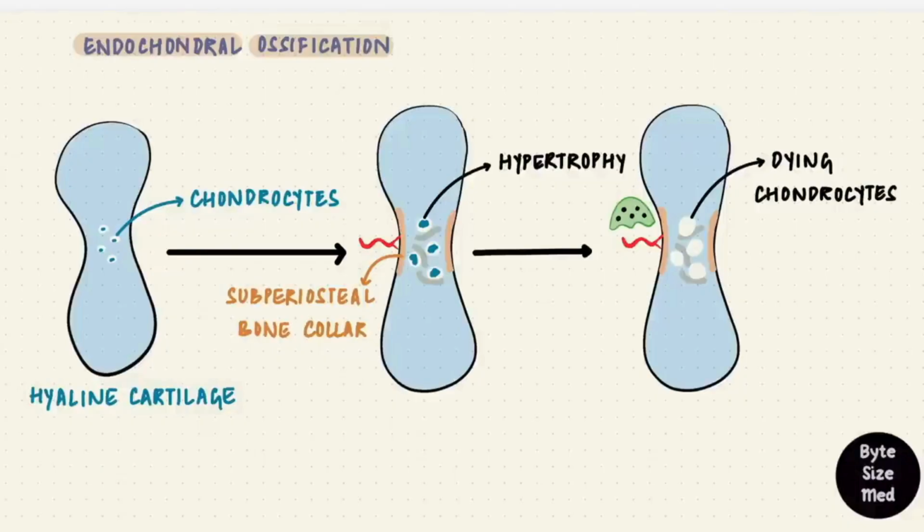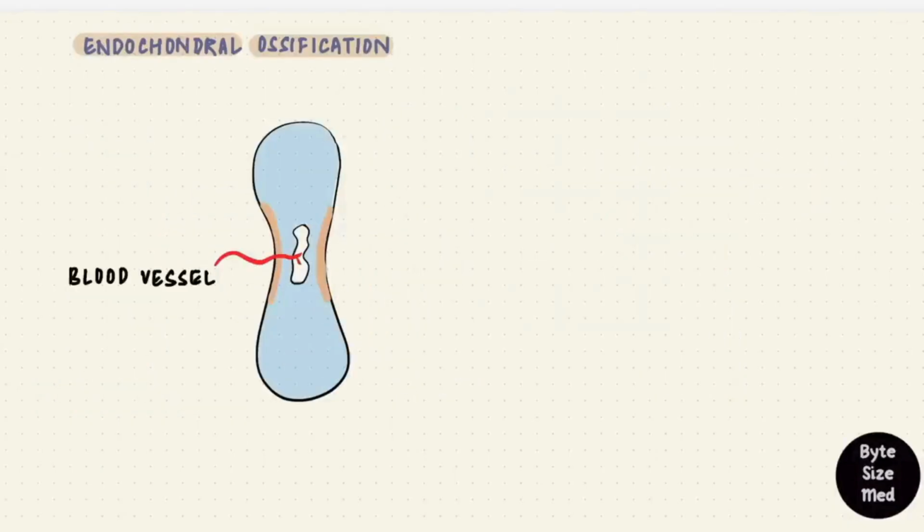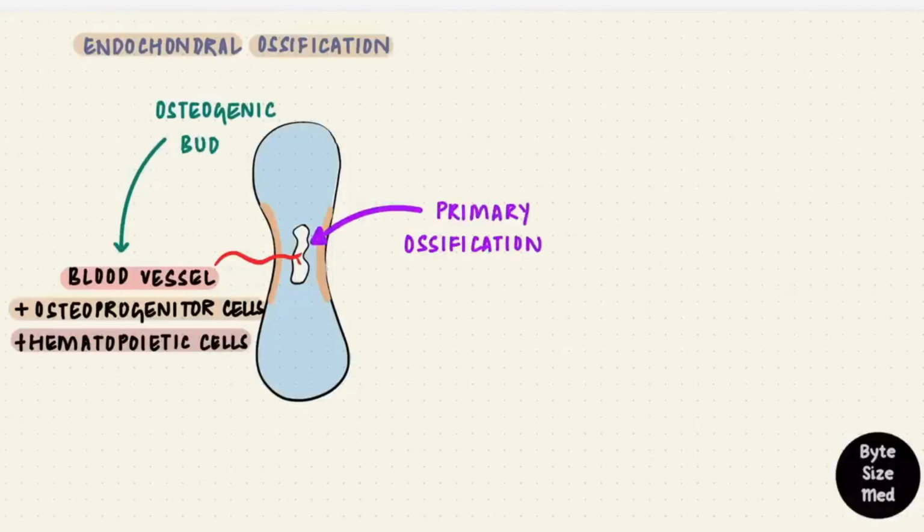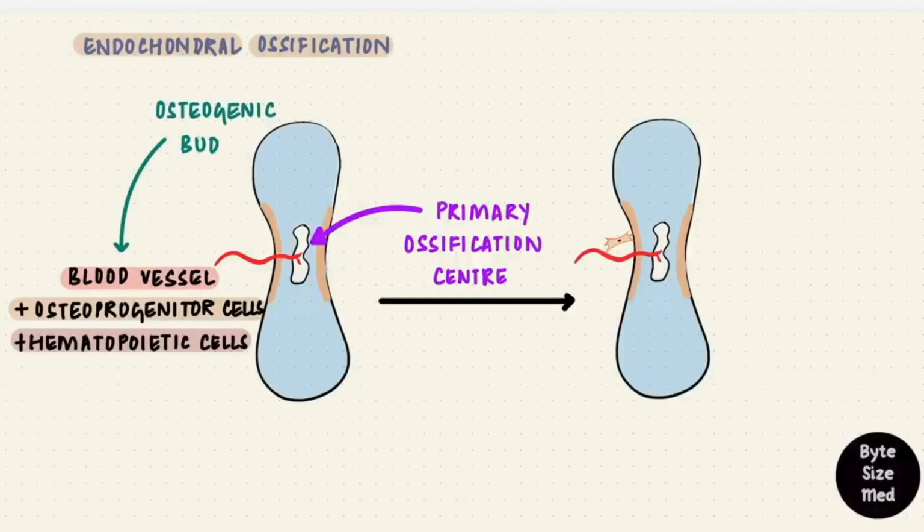The osteoclasts, that's our bone digesting cells, they form spaces in the bone collar. That allows the blood vessels, along with osteoprogenitor cells and hematopoietic cells, to reach the area where the chondrocytes have died. This is an osteogenic bud, and this area in the center of the diaphysis is the primary center of ossification. The osteoprogenitor cells differentiate into osteoblasts.